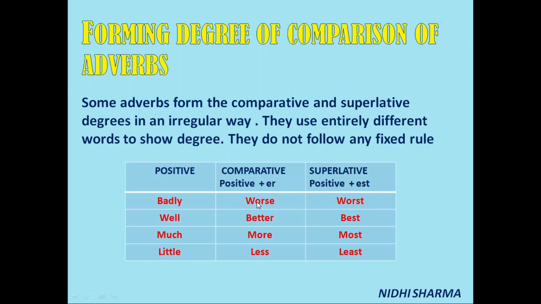Badly becomes worse in the comparative degree and worst in the superlative degree. Well becomes better in the comparative degree and best in the superlative degree. Much becomes more, and in the superlative degree it becomes most. Little becomes less in the comparative and least in the superlative degree.